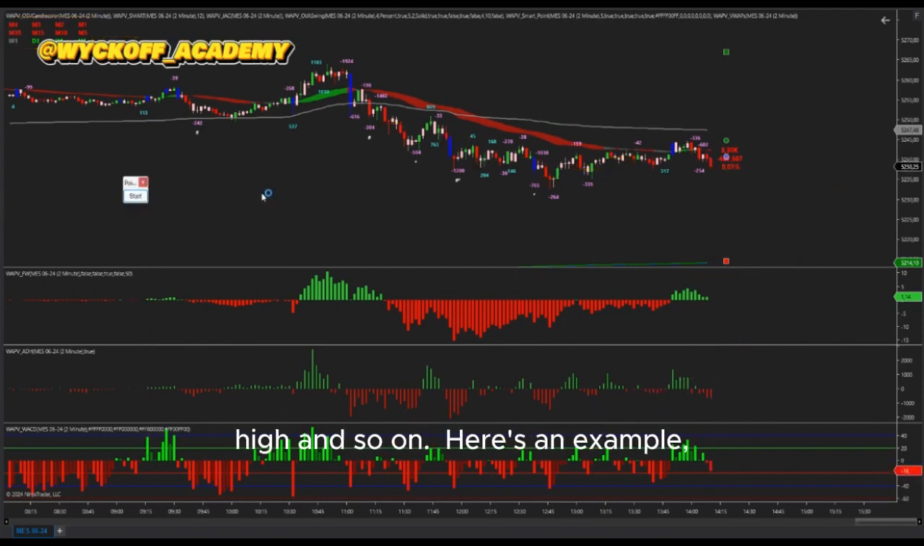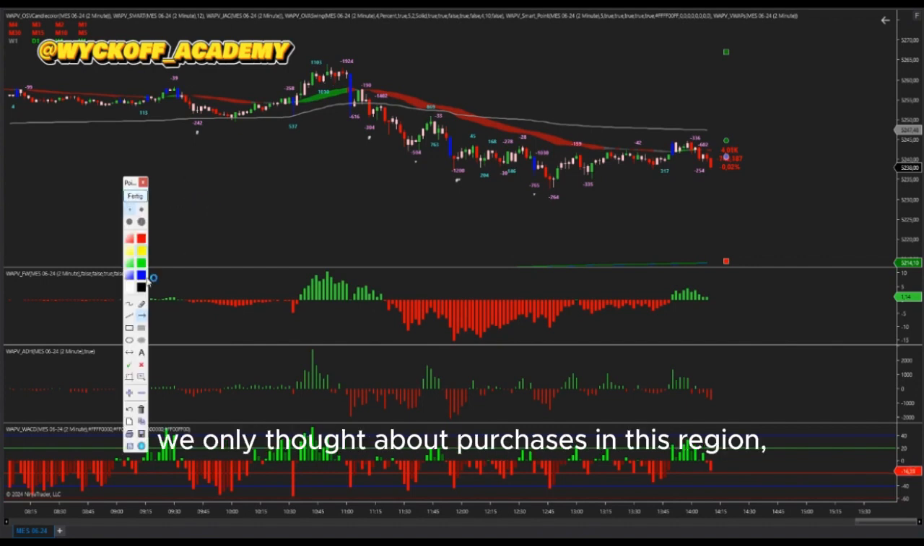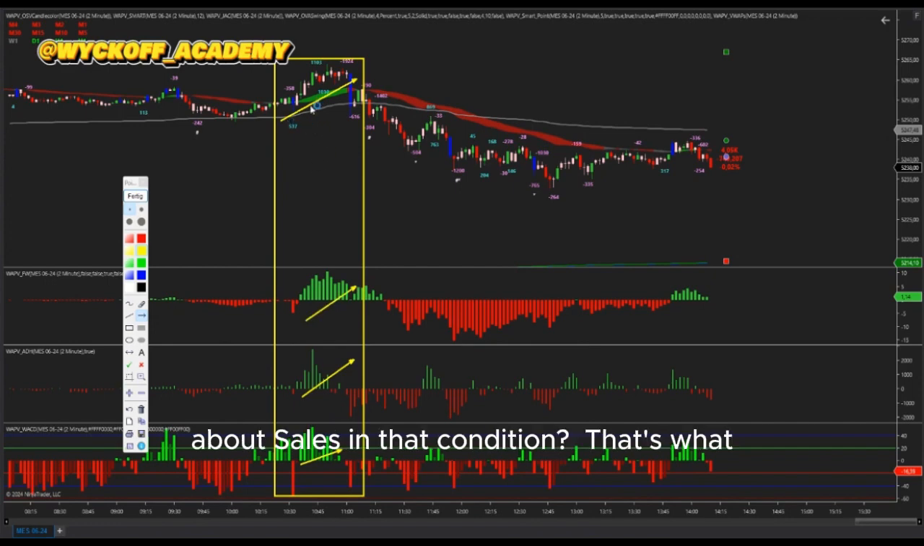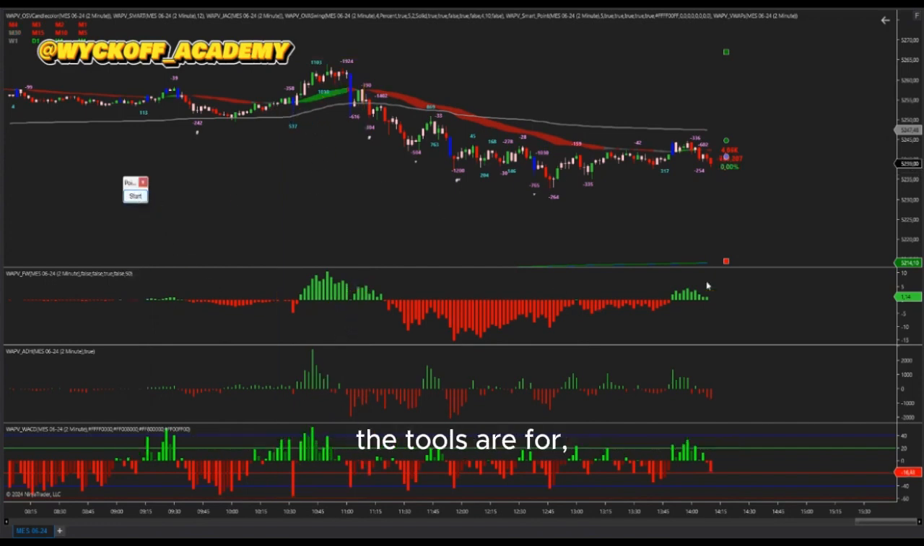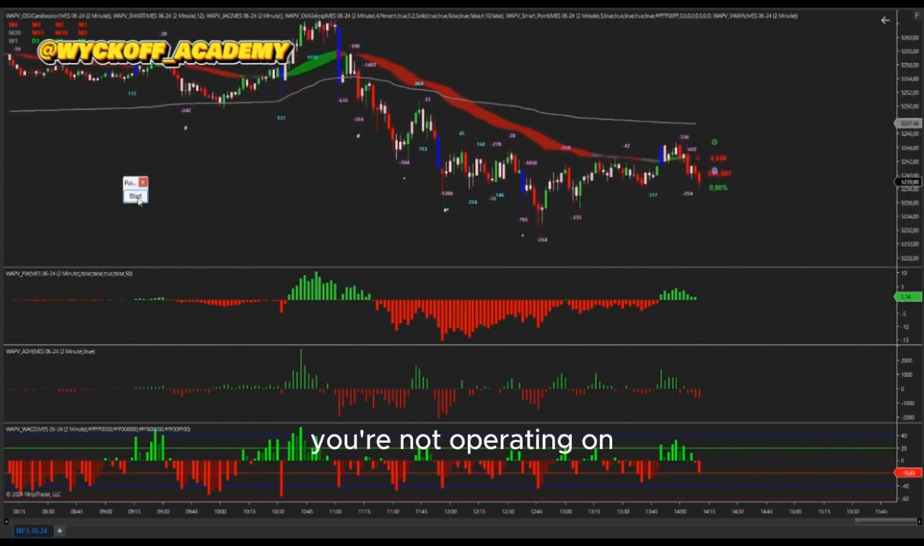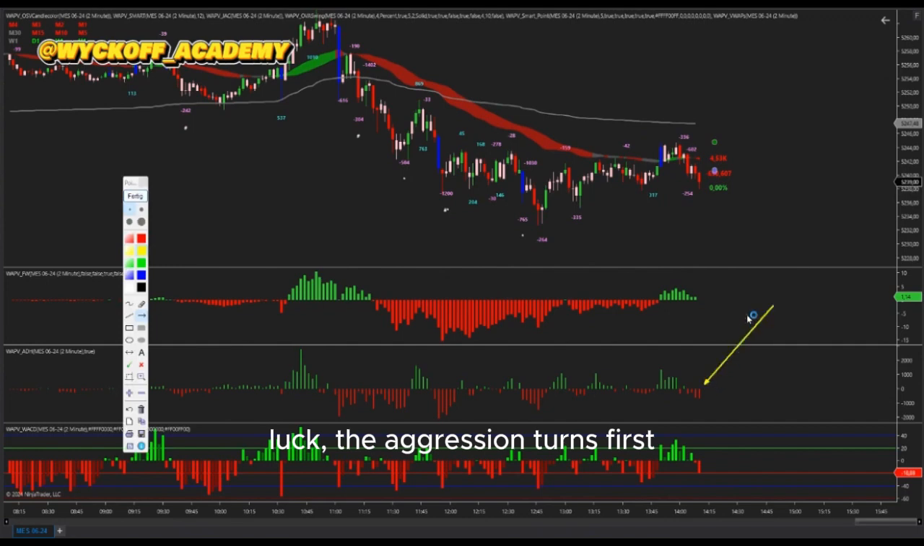Here's an example. We only thought about purchases in this region. Right here, it was a shopping region. Until then it turned to sales. So this increase here, this demand here. How was it? How are you going to think about sales in that condition? That's what the tools are for. You're not operating on luck.